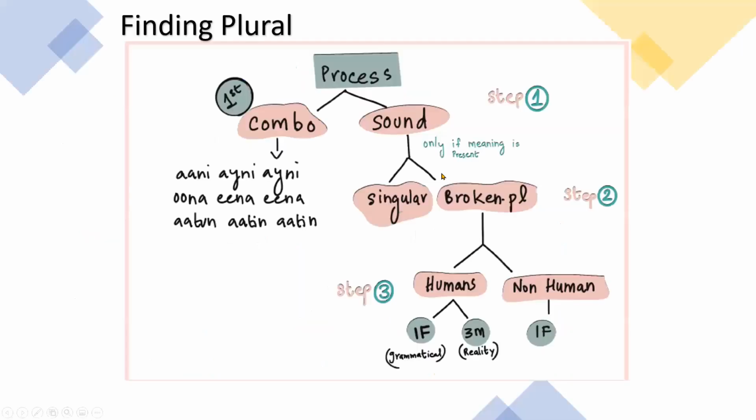This is a small process of how to find our numbers. If you see a word, the first step is whether it's a combo or sound. If it is a combination, ani, ayni, una, ina, then you know the number and the gender from the chart.